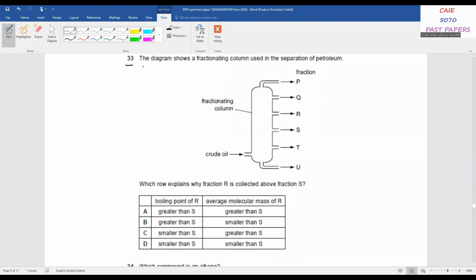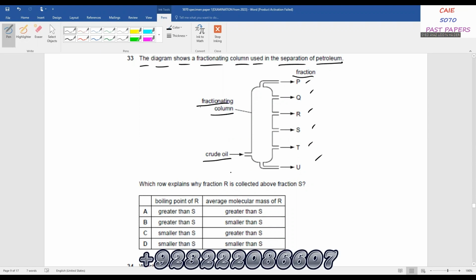33. The diagram shows a fractionating column used in the separation of petroleum. So you have fractions. These all are fractions, P, Q, R, S, T, U. This is a fractionating column, and you have crude oil introduced from here. Which row explains why fraction R is collected above fraction S? Remember, R must be having low boiling point, and it must be a lower fraction and having low carbon chain. So look at the choices.